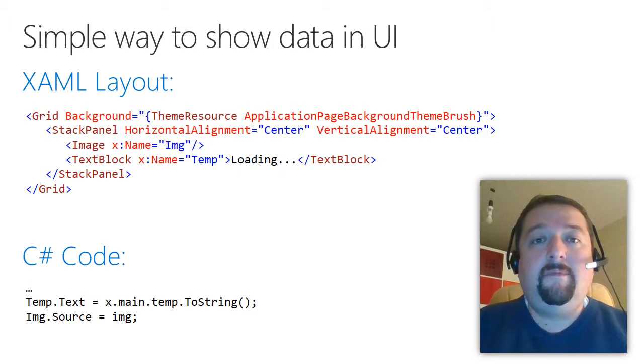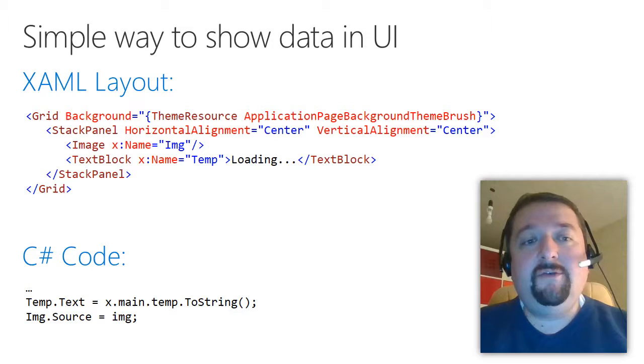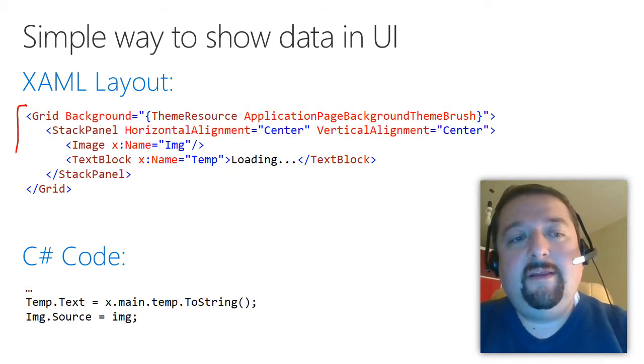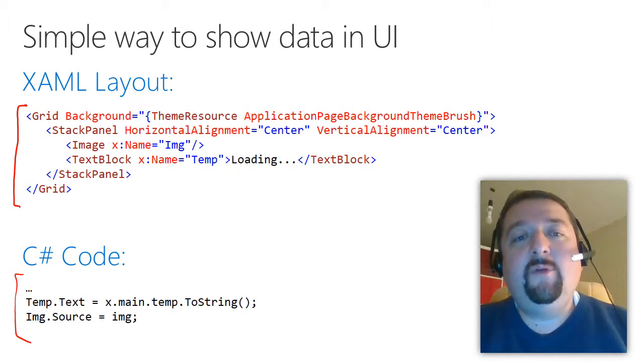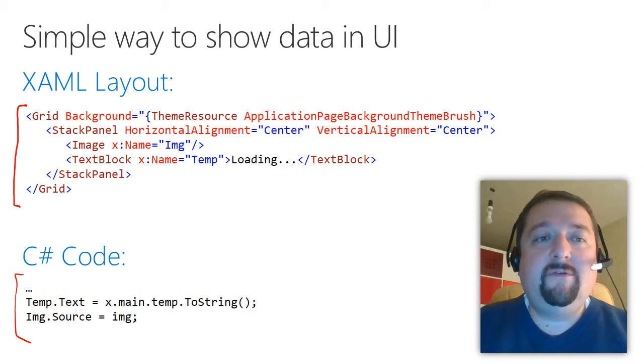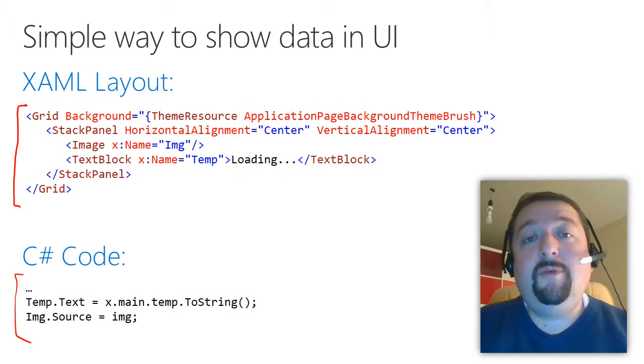So let's summarize. There are two ways to show data in the user interface. We have the separation, as you know, between XAML layout and C# code behind. One simple way to show data in the UI would be to directly assign something to the properties in C# code, and it would be reflected in the user interface. Another way would be to use data binding.